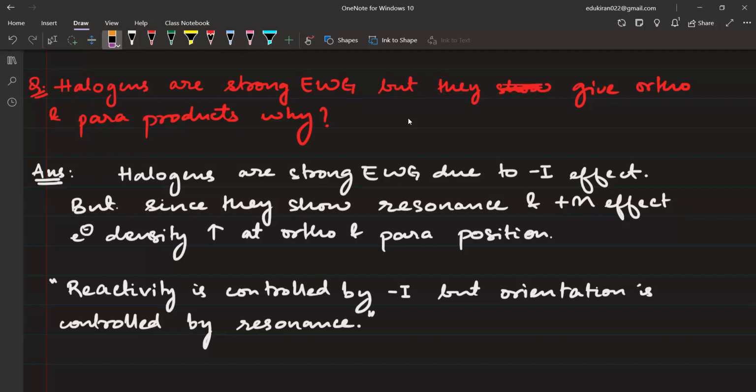So that is the most important point here. Why is it showing this? Because of the plus M effect. You will see only one-liner answers, phrases, not even a complete answer. They will start from 'because'. They will not repeat that halogens are strong electron withdrawing, but they give ortho para products because... No, they will directly start the answer with 'because' or 'due to'. Is everyone done? Yes or no? Please tell me.